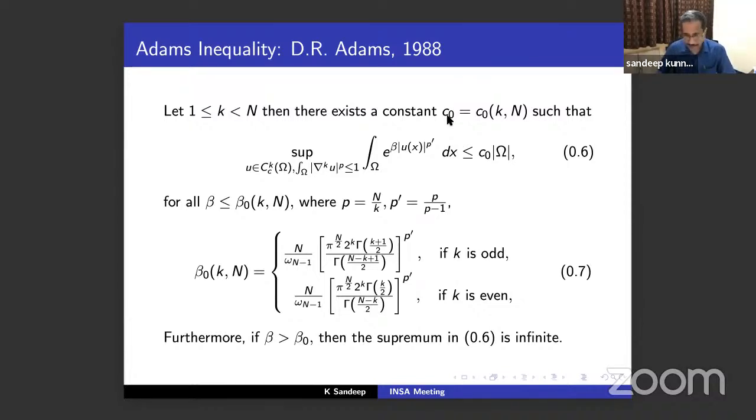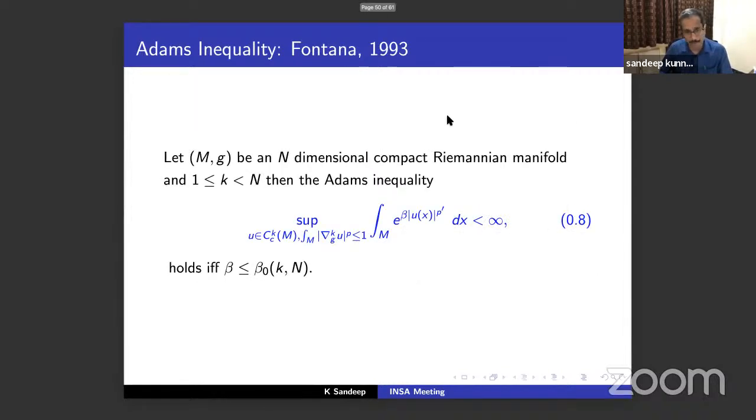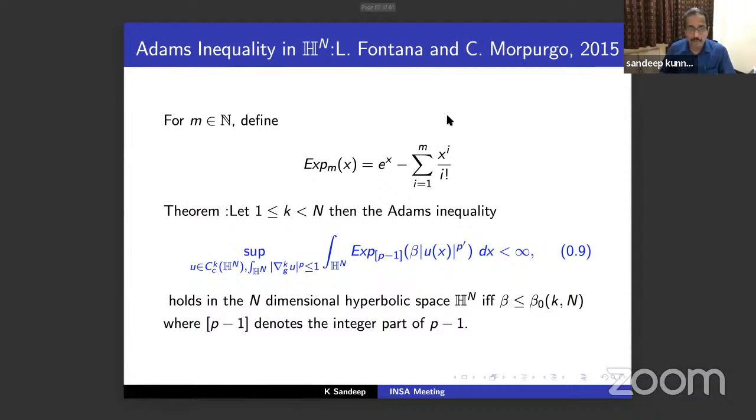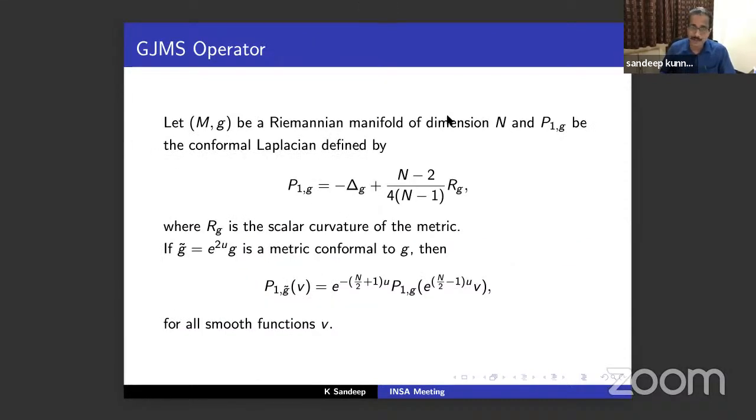He proved that. And after that, there have been many attempts to establish such inequalities on manifolds, basically to solve various partial differential equations coming from geometry and so on. This inequality was generalized to any compact Riemannian manifold by Fontana in the form I mentioned. Then the question is, in the hyperbolic space, do we have such inequalities? There was some preliminary work by some people. And then after that, there was an approach by me and one of my former students.